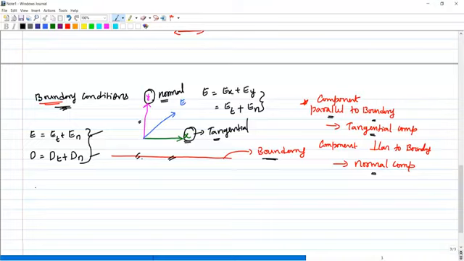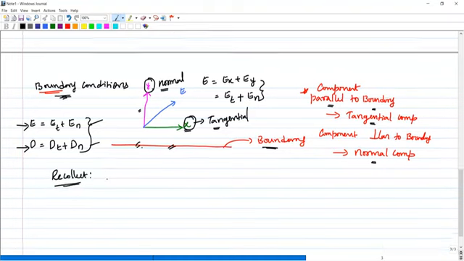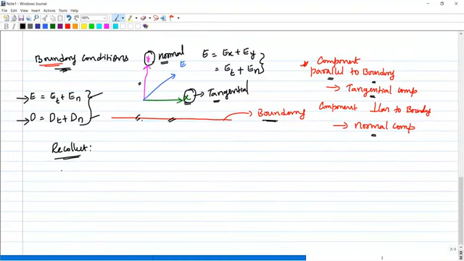Next, I'm going to use the required equations for E and D. But before writing those equations that I'm going to use to obtain the boundary conditions, I'm going to recollect some things that we have already learned earlier. That is potential, or electric potential.